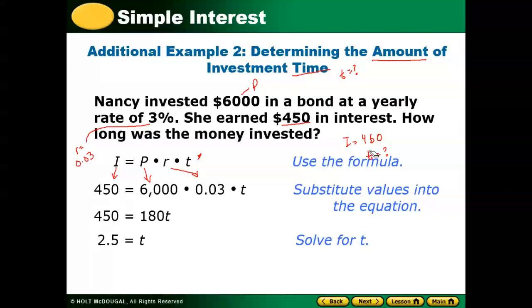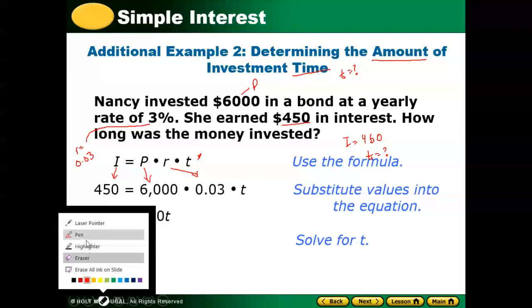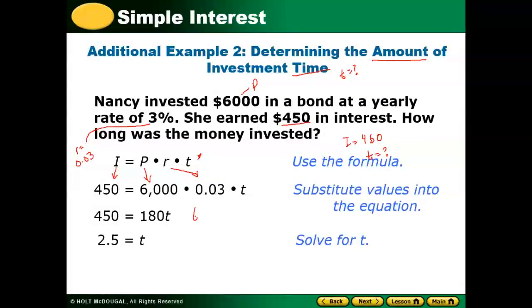So let's say we did want to use the formula that I've provided, and probably the formula that you will have on your formula page. So the formula is t is equal to I over P times R. So we know our I is 450. We know our P is 6,000 and our R is 0.03.